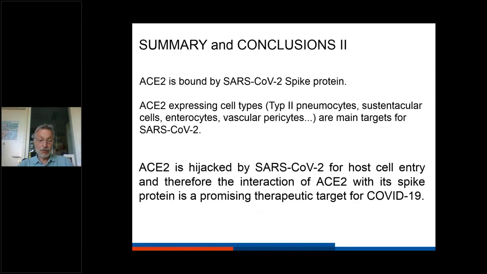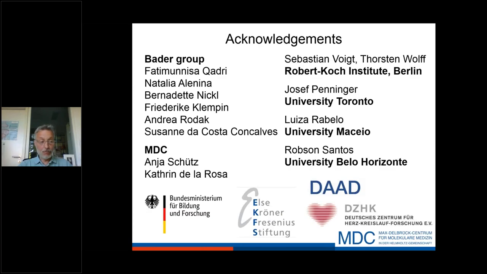and therefore the interaction of ACE2 with its spike protein is a promising therapeutic target for COVID-19, and we are working on that, as a lot of other people do, to find substances which interact at the site where the virus is binding to ACE2. So here are the people who are involved in this study.